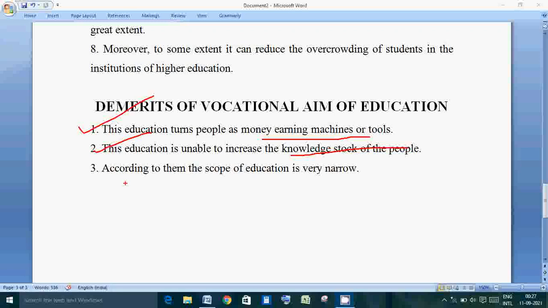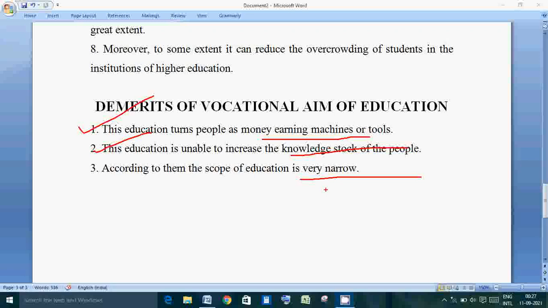The third point, that according to the vocational aim of education, the scope of education is very narrow because here only importance should be given or has been given on earning, only on vocation. Therefore, the scope in the education field is very narrow. So these are some demerits of vocational aim of education.